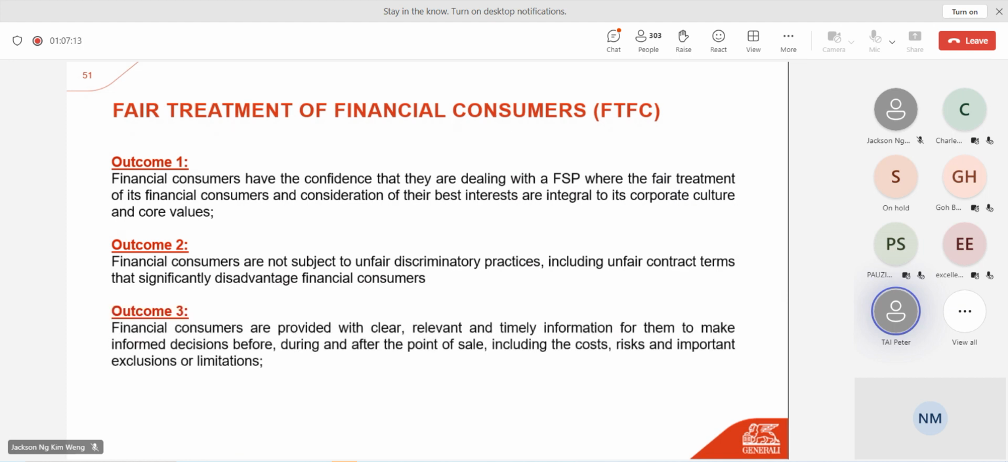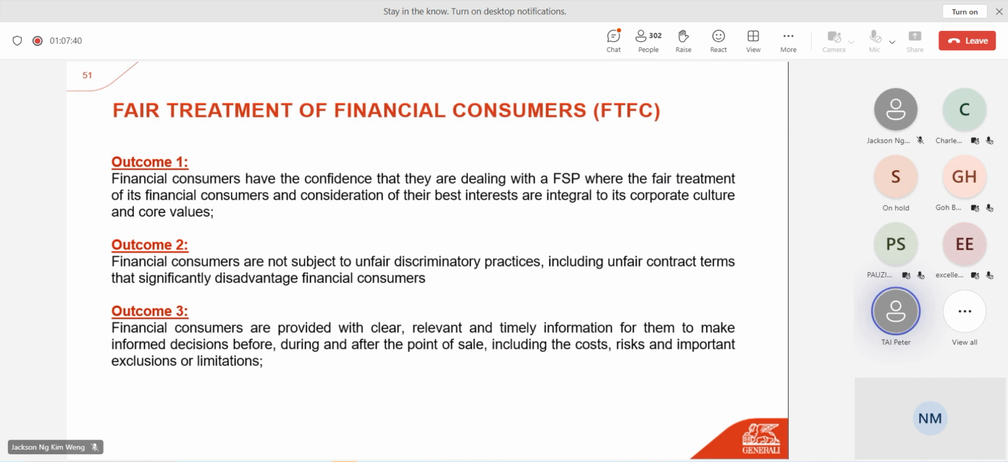When you come to financial consumer, it means our client. A financial consumer can be someone who buys a policy from us, or buys a policy from a life insurance or Takaful insurance, or is a customer of a bank. FSP stands for financial service provider. A financial service provider can be a bank, a Takaful company, a life company, or a general insurance company. So all of us are under FSP.